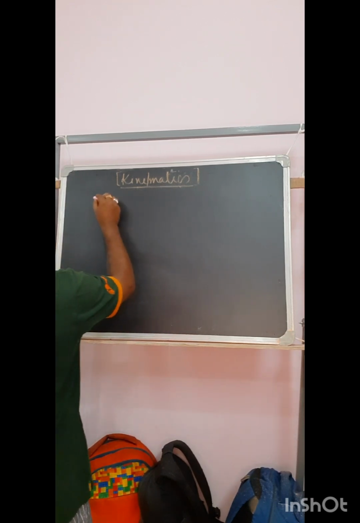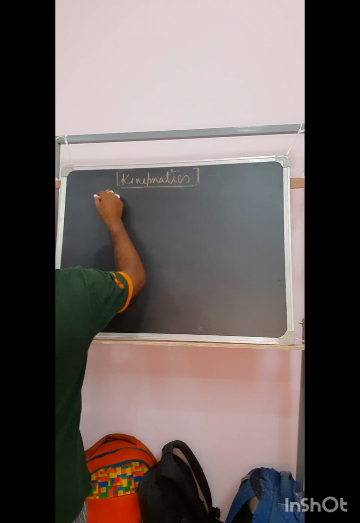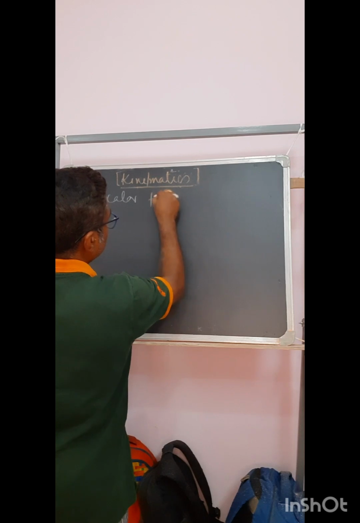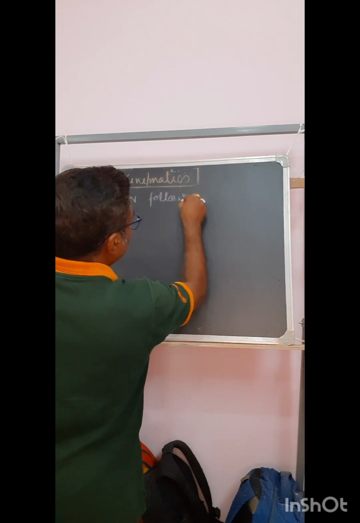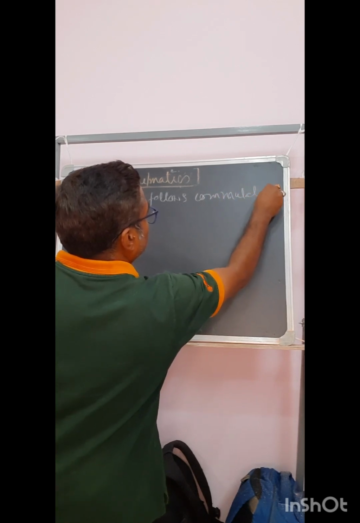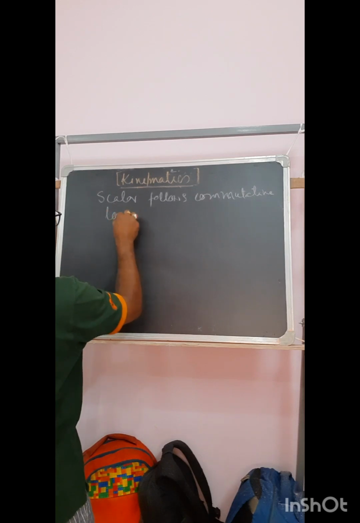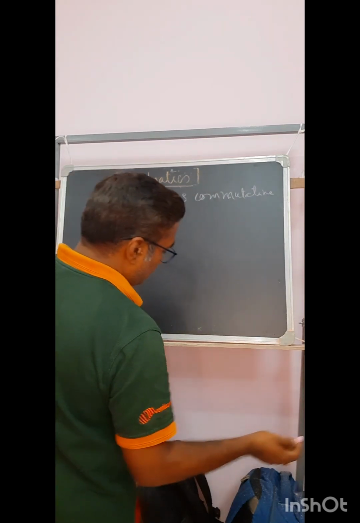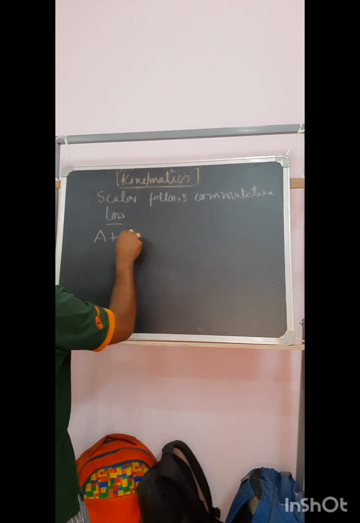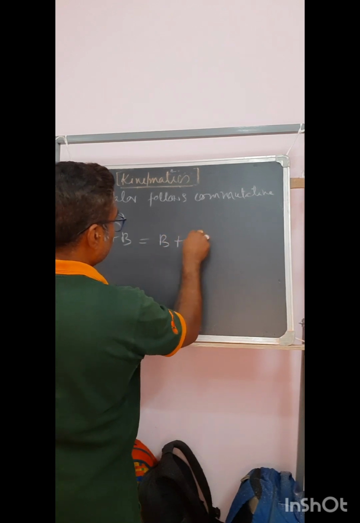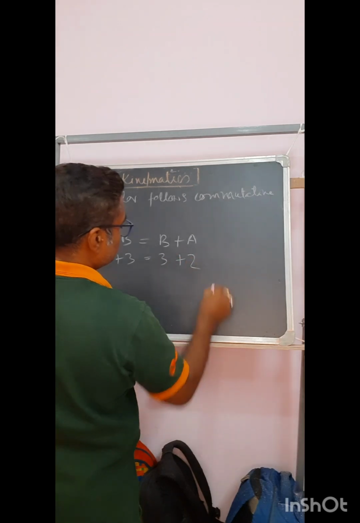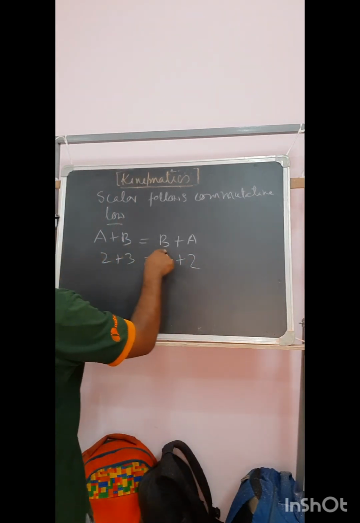Next comes the scalar. As we know, a scalar follows the commutative law. The commutative law is that, in numeric problems we might have come across, if two numbers a plus b can be written as b plus a, that means if 2 plus 3 is 5, then 3 plus 2 also becomes 5. So a plus b is equal to b plus a.